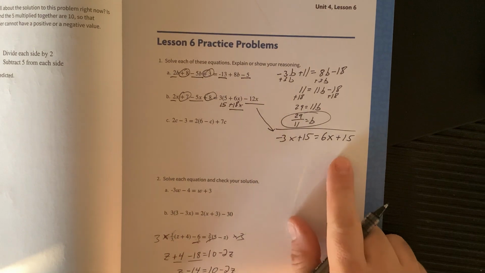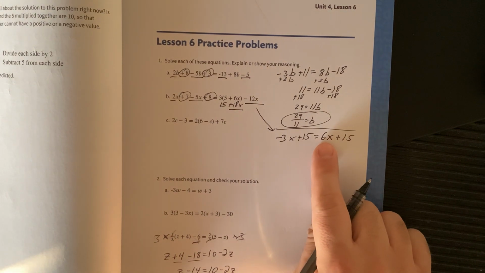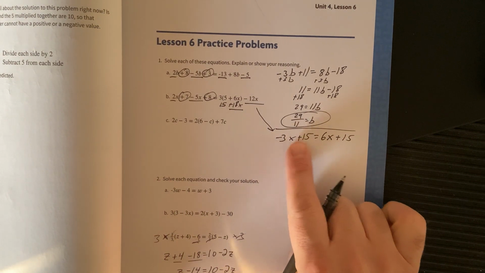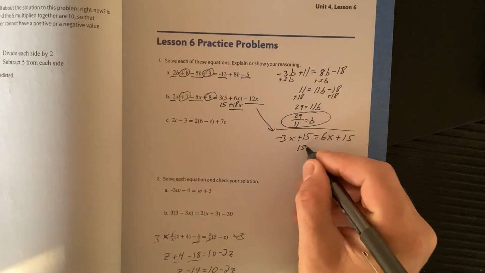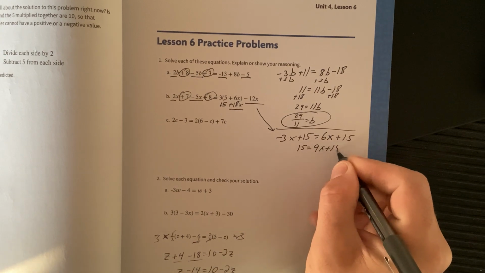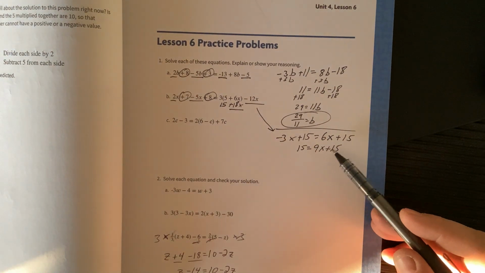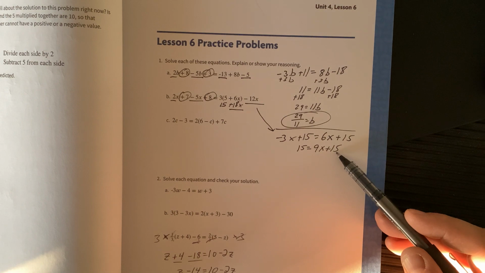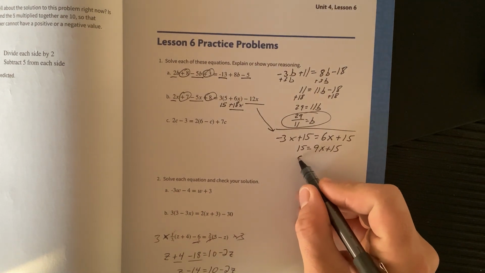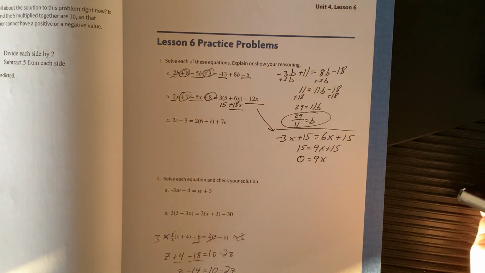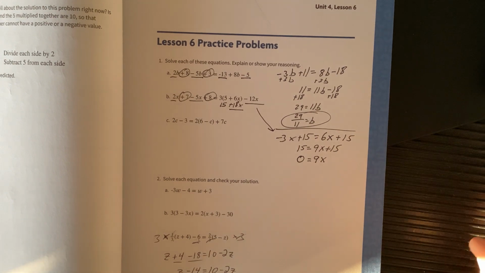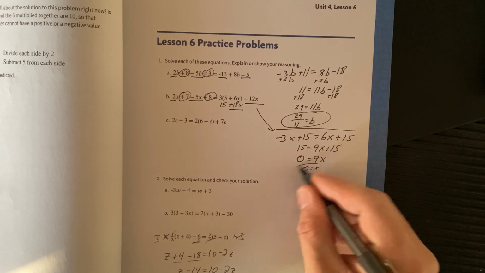Okay, now what? Okay, so add 3x or subtract 6x? Add 3x to both sides, all right. So now my x's are over here. Let's get rid of this plus 15. Subtract 15 from both sides. And now divide by 9. 0 divided by 9. 0.